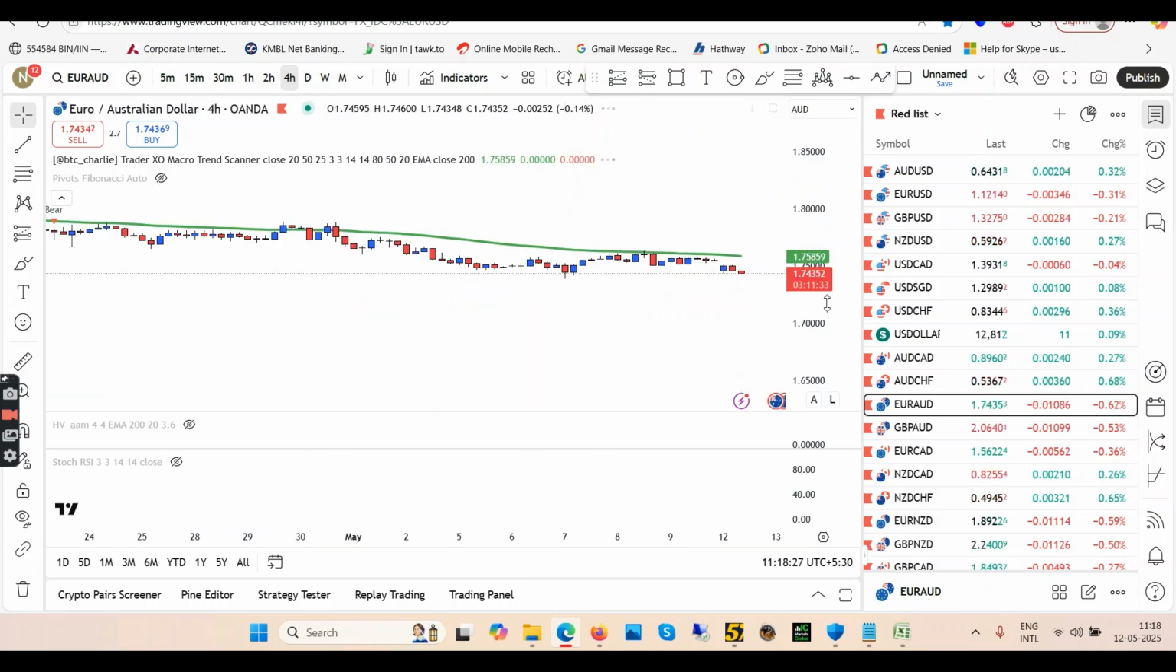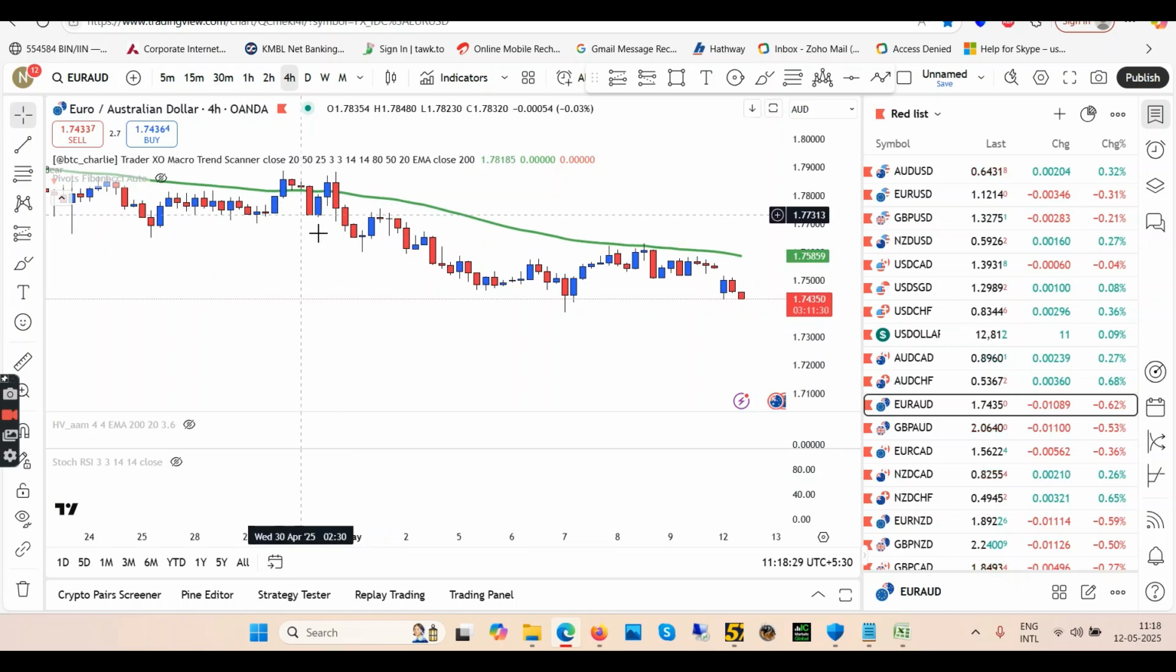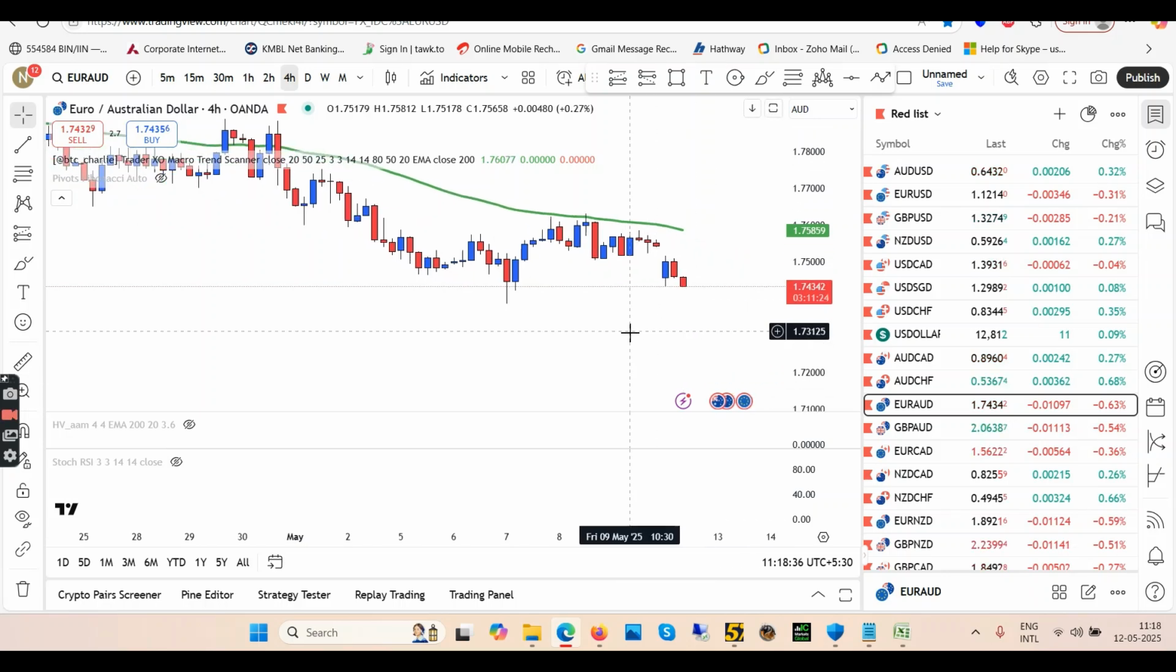Let's go back to 4 hour. In 4 hour, we have been below the EMA since this time period, you can see. So all these are new lows. So what you need to do is just take sell trades after every pullback.